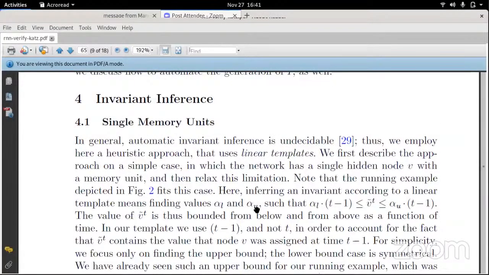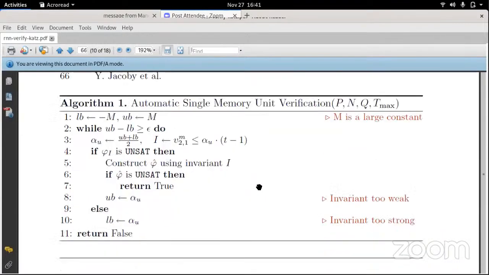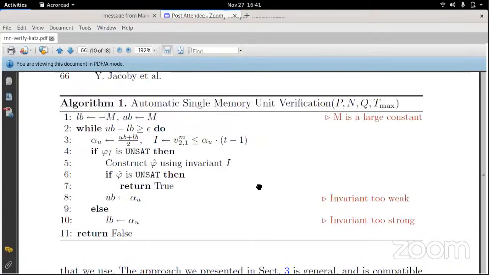Full screen? Yes, sorry. Is it full screen? Maybe this is full screen. I can make it. Okay. Oh, no. Okay. Yeah, sorry.